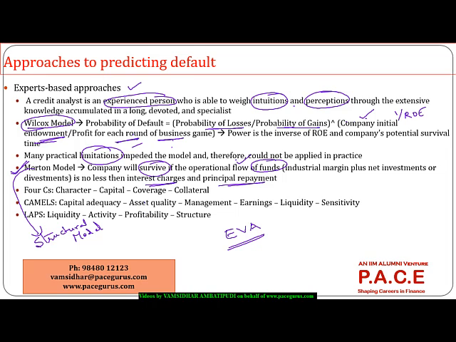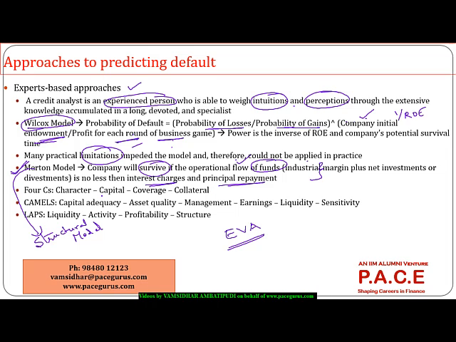Only if the funds that are generated fall below what has to be paid as interest and principal is that where companies may go into default very badly. So that's one more approach. We will discuss this approach in detail at a later point in this session itself.